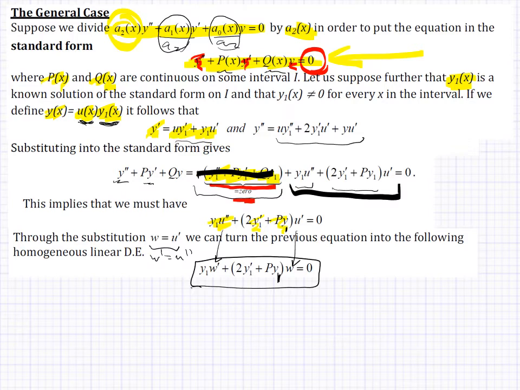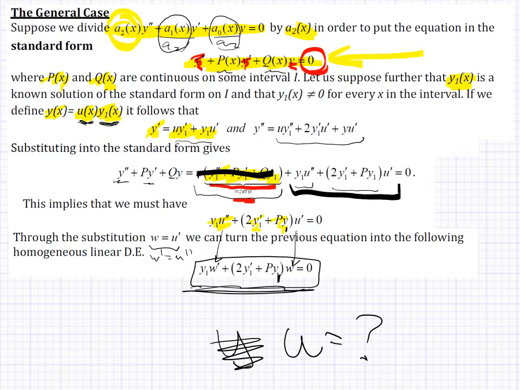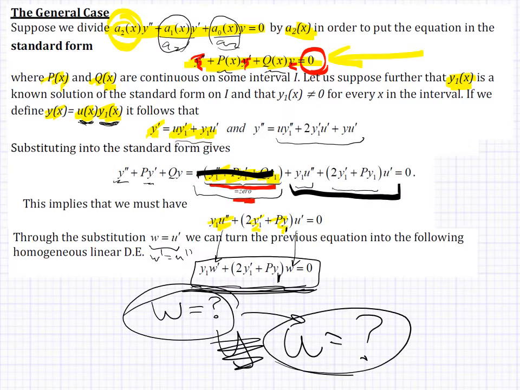Now, ultimately, remember, what are we trying to find? We're trying to figure out what this function u equals. Well, I just got rid of the u's. There's no u's in this anymore. We'll have to get back to u. What we could do is figure out what w equals. And once we figure out what w equals, that could lead us to figure out what u equals. All right, so let's separate.